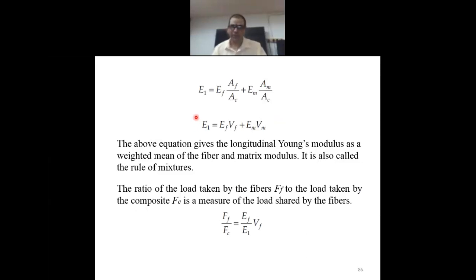This is a theoretical prediction. We know the Young's modulus of the fiber, we know the Young's modulus of the matrix. If we know the volume fraction of the fiber to be used in the composite, then theoretically we can predict. No need of fabrication, no need of testing. Of course, theoretical prediction always has some error, but anyway, it gives some rough idea, right? So E1 is the Young's modulus in direction 1, that is the longitudinal direction.